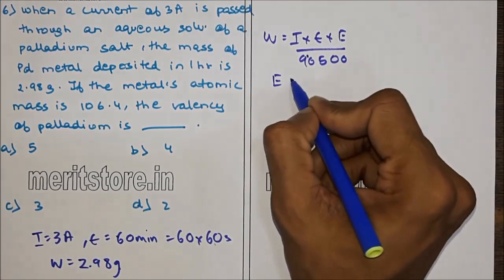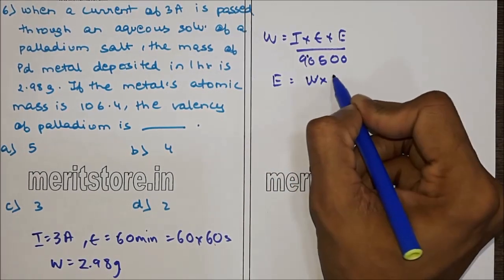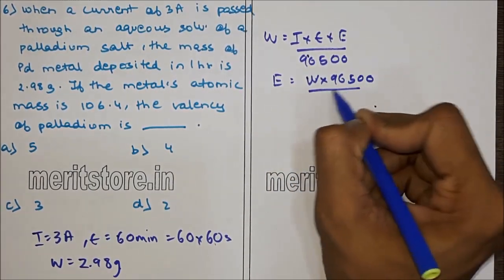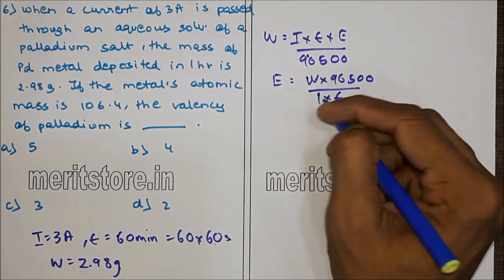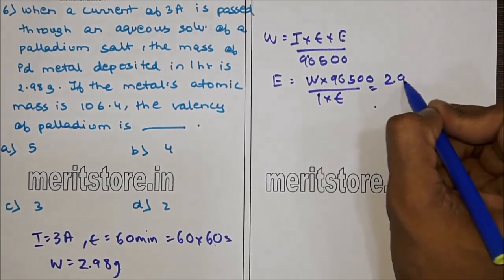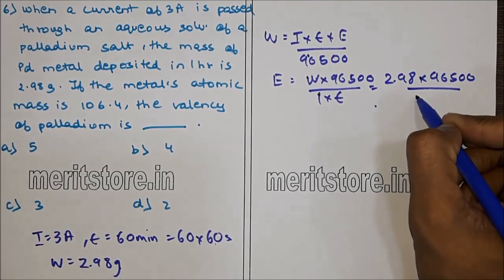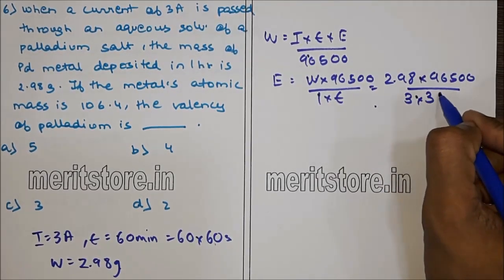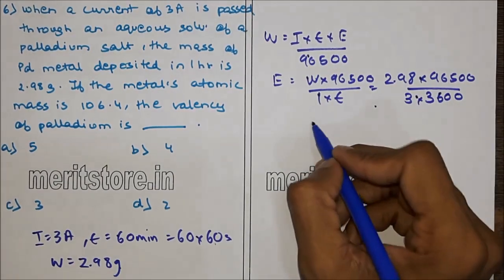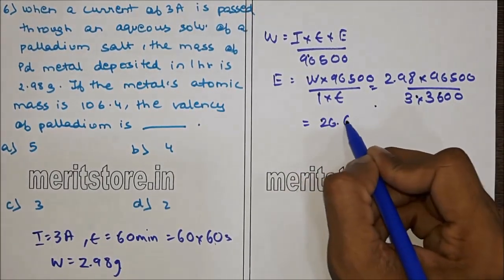where we get E equal to W into 96,500 upon I into T, which is equal to 2.98 into 96,500 upon 3 into 3,600, which we get equal to 26.63.